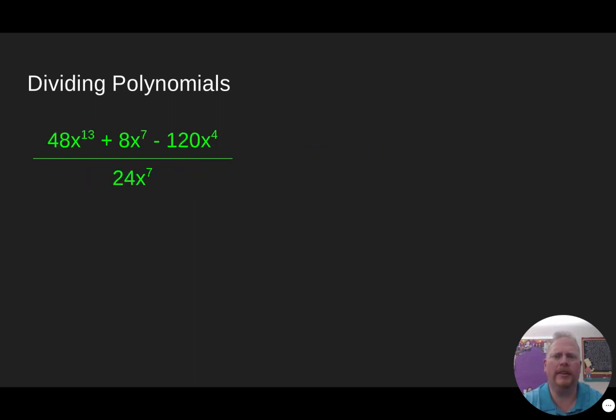What if I have something like this? I'm still going to do the same process. Everything is being divided by 24x to the 7th. So I'll put that 24x to the 7th underneath everything, and then just look at one fraction at a time. So 48x to the 13th over 24x to the 7th. The 48 over 24 just reduces down to 2. Then subtract your exponents and you get x to the 6th. So far, so good. Let's move on to the next fraction.